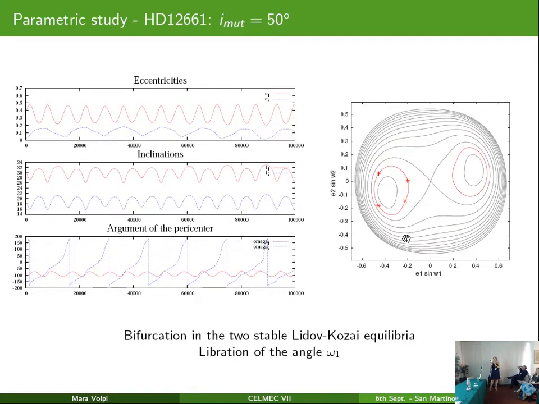But once we raise the mutual inclination again, what we see is that we are exactly inside the stable equilibrium given by the Lidov-Kozai resonance, and we see it in two different ways at the same time, because in here we have the argument of the pericenter of the inner planet, which is librating around -90 degrees, and in here we have the 4 points that now are only in 1/2 of the plane.